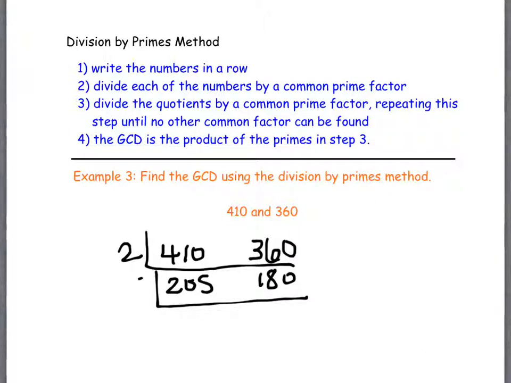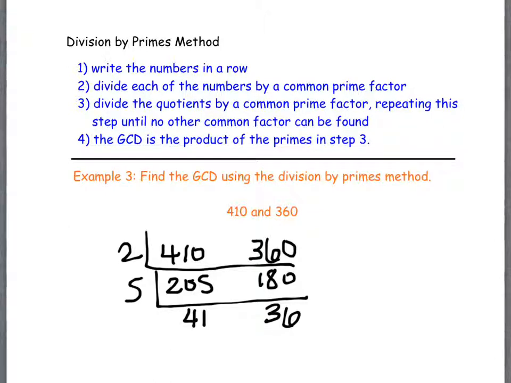Yeah, 5 will work. So what is 205 divided by 5? 41. How about 180 divided by 5? 36. All right. Now we take a look at the 41 and the 36, and what do you see? They have nothing in common. 41 is actually a prime number, so that's not good.